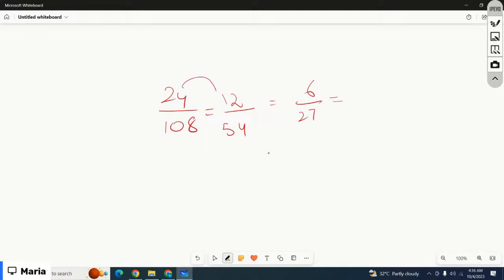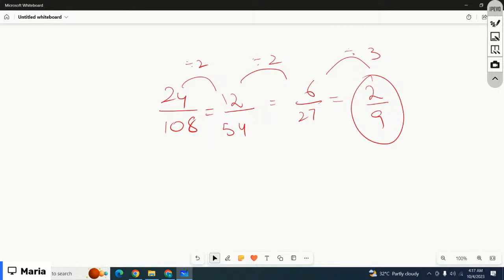Now you can divide them by 3. So 3 times 2 is 6 and 3 times 9 is 27. So 2 over 9. And that is the simplest form. You don't have any other number you can divide by, right? So the simplest form is 2 over 9. So 2 over 9 and 24 over 108 are the equivalent fractions, right?